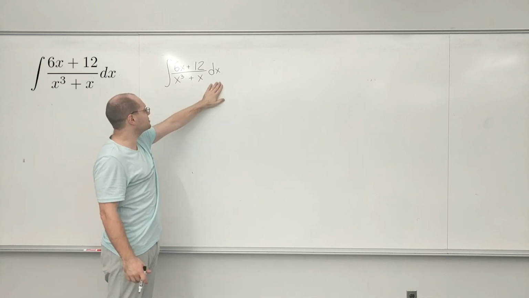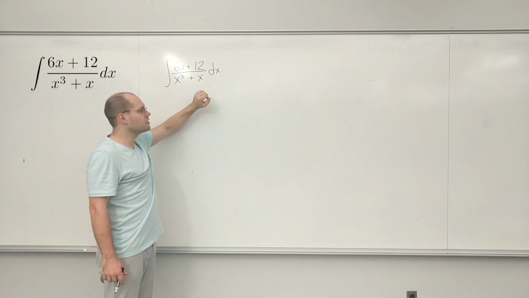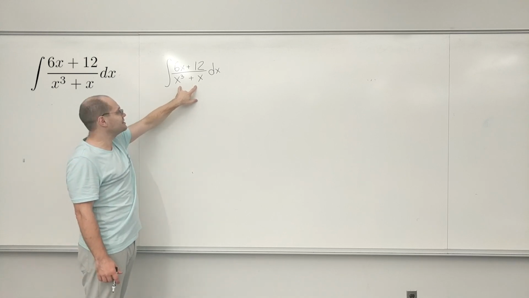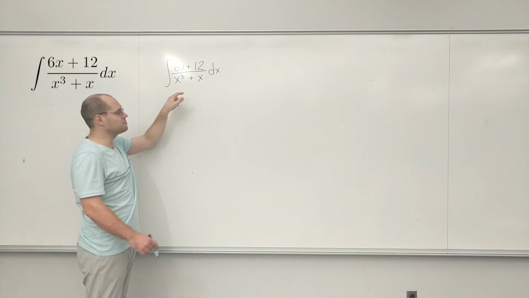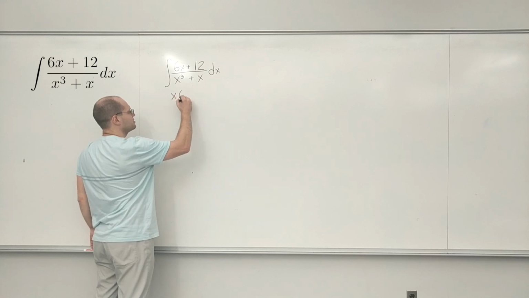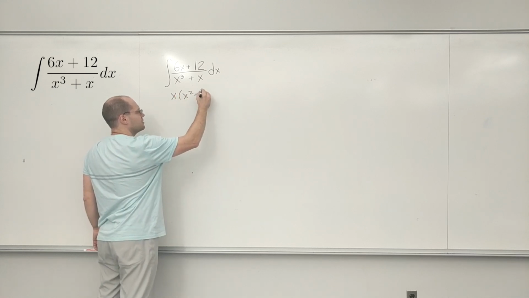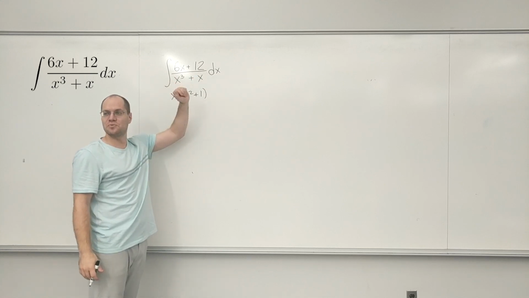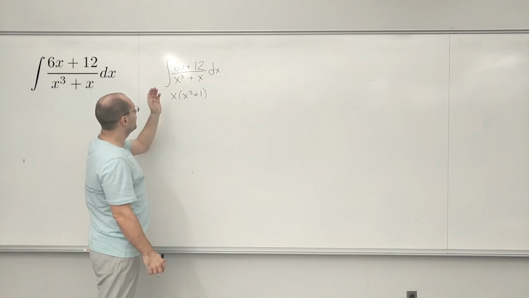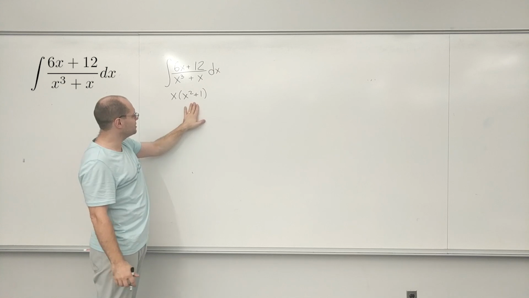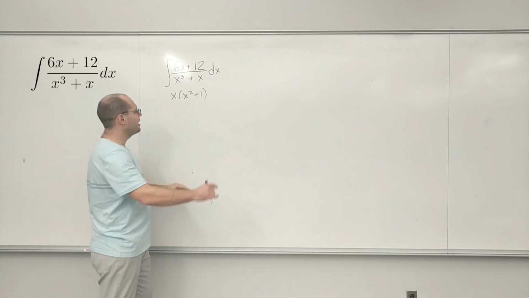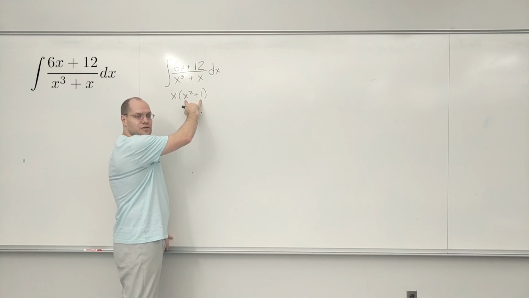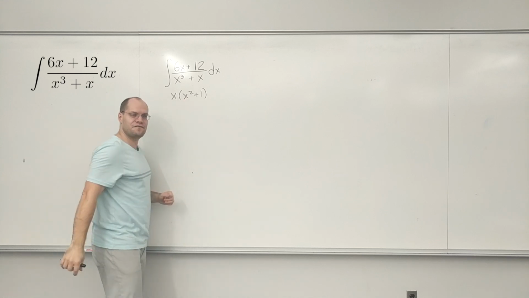So once again, an exercise in partial fractions. Once again, we have to factor the denominator, and it is x times x squared plus 1 on the bottom. I think you can all see that. X times x squared plus 1, which is what I have written here. And furthermore, you cannot factor x squared plus 1 any further. So these are our factors.